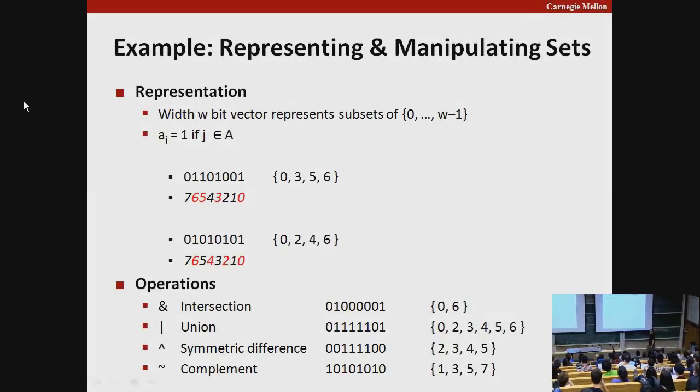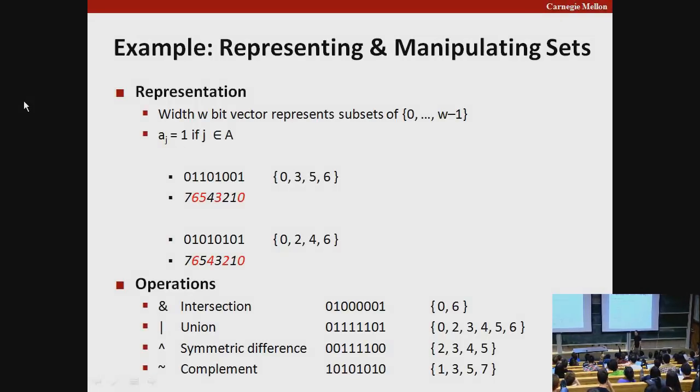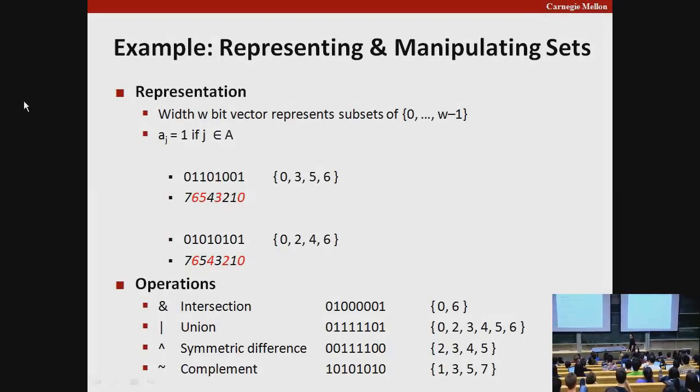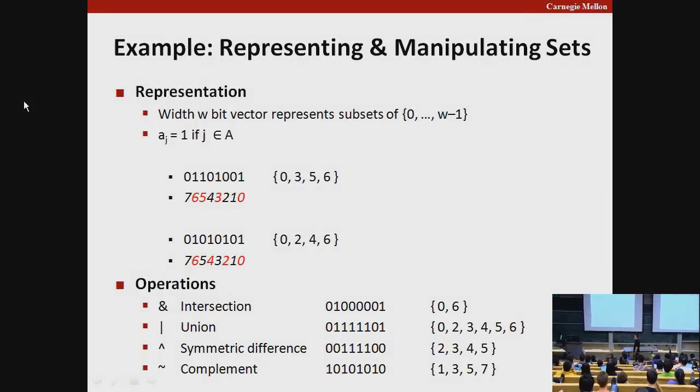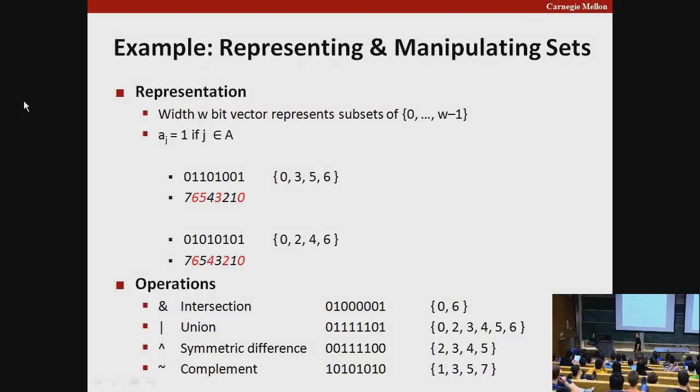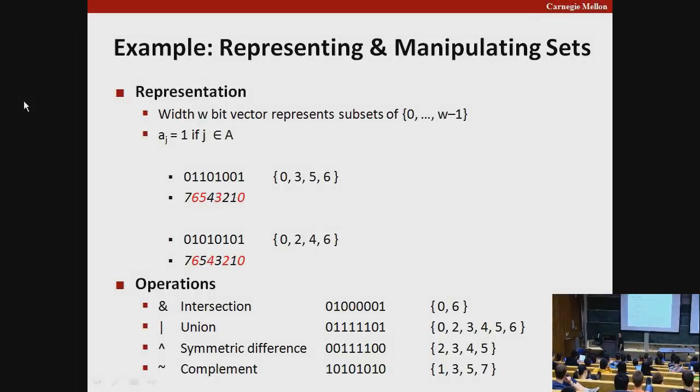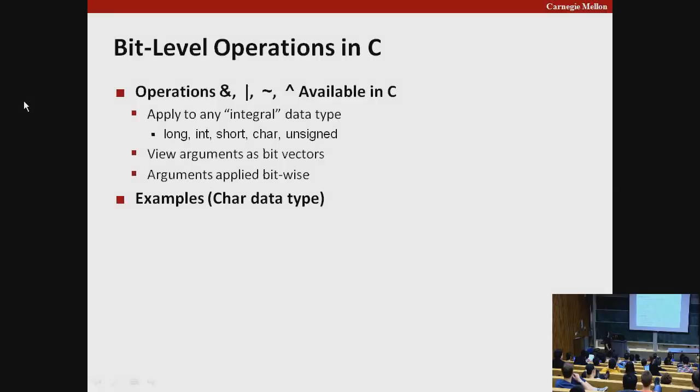We refer to the width of a number as how many digits there are. So if we say the width of an integer in this particular system is 16 bits, we mean there are 16 binary digits.